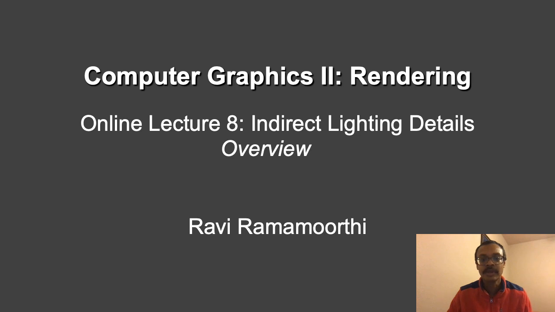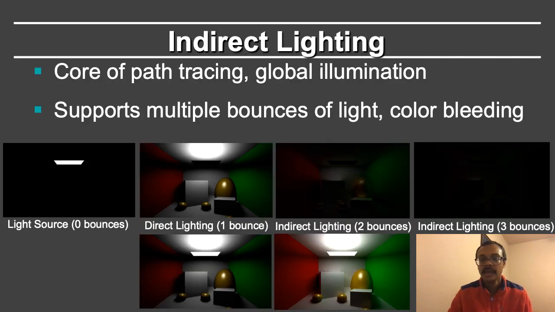In this lecture, we are going to discuss the details of indirect lighting that you will need to implement homework 3. Indirect lighting is the core of path tracing and global illumination, which is required for photorealistic rendering.